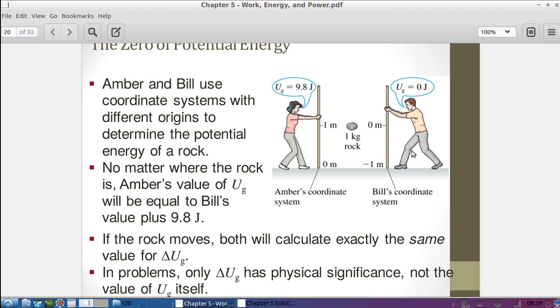So you can choose your coordinate system. Again, I do like Amber. It's more convenient, right? Picking the lowest point that the object can reach as 0 is the best bet. So the gravitational potential of any object above that is going to be positive. Okay, that's my preference. I like to be Amber. That's how I handle all my problems. Again, you can do it differently, but as long as you can calculate the same delta U, you'll be okay.